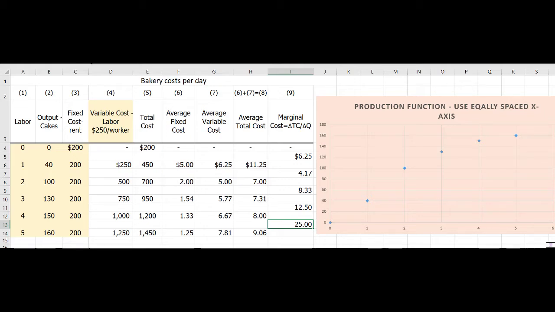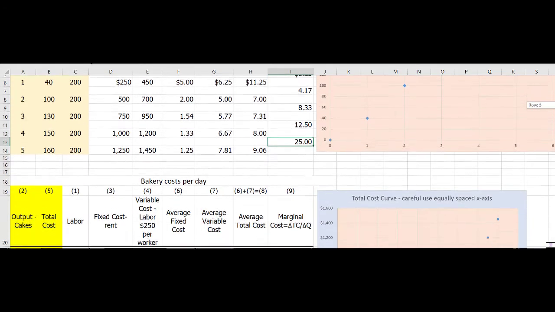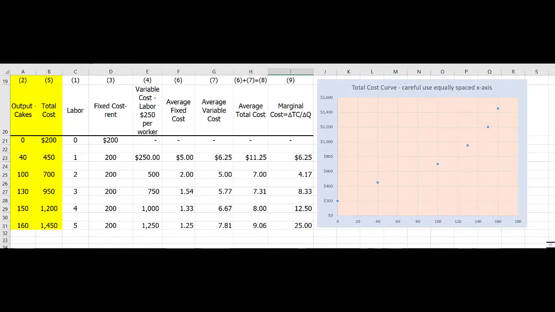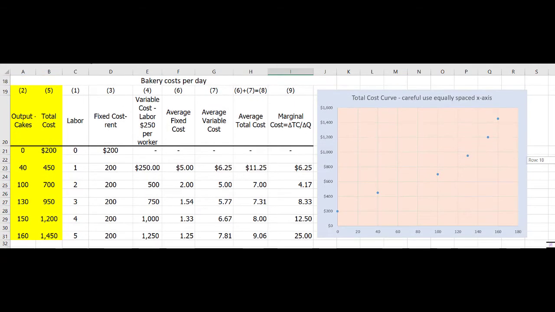Now let's go down and look at it from a cost perspective. Here we have costs, same bakery, same data. I rearranged the columns just a little bit, and I highlighted it for you. So quantity is in the first column, and total cost is in the second column now. It's the same data, but the total cost curve on the right shows the costs ramping up. They're flattening out a little bit after 40 and coming up.